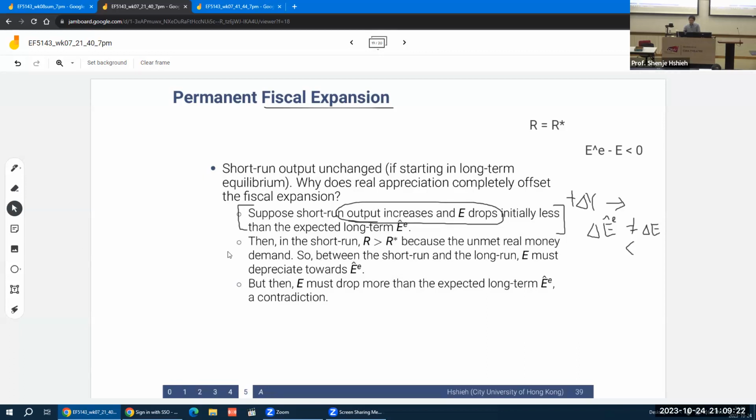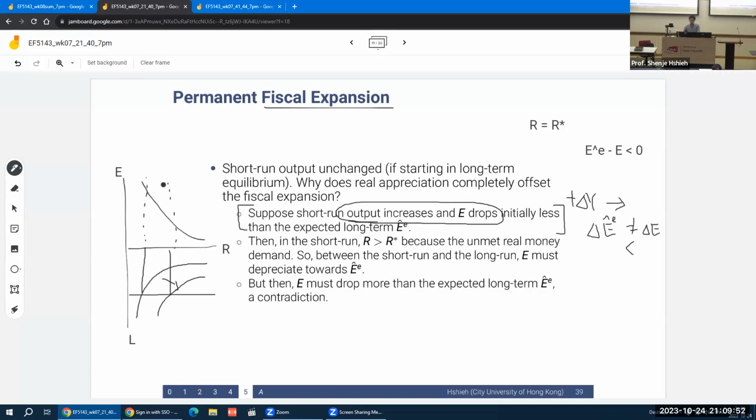Okay. But we also know something else from our short run model, right? So remember this. When I refer to the short run model, I'm referring to this graph here. This is E and this is L, and this is R. When we have an output effect, we have an outward shift of the liquidity preference function, and as a result, we have an increase in interest rates. You concur? So this is R prime, and this is R.